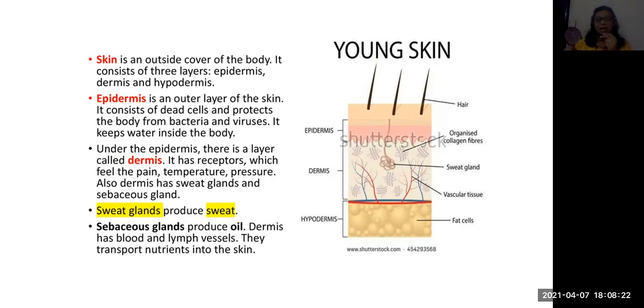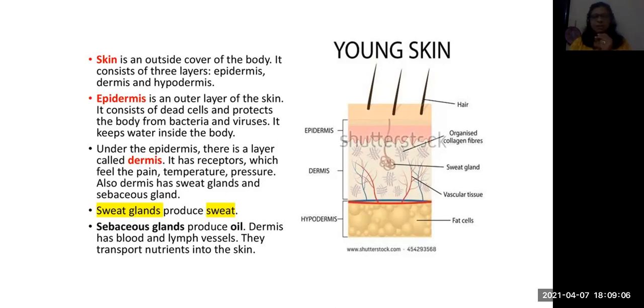And it also has the sweat glands, which we have already seen, and sebaceous glands, which form the hypodermis layer. Sweat glands produce sweat, and sebaceous glands produce oil. That's why our skin is oily. There are two types of skin: dry skin and oily skin. When compared to dry skin, oily skin is good, which will give you a healthy skin and body. But people with dry skin have to use moisturizers to make their skin oily, so that it will be good for their health.